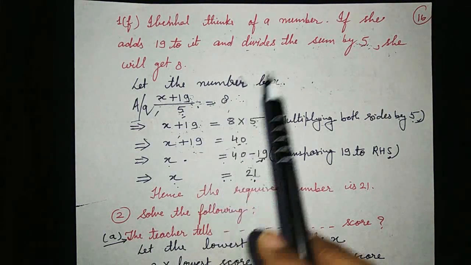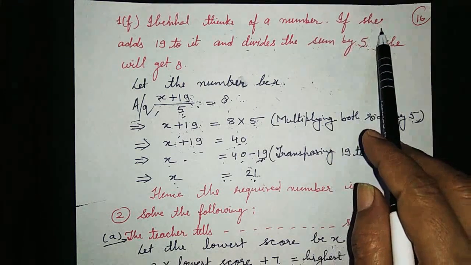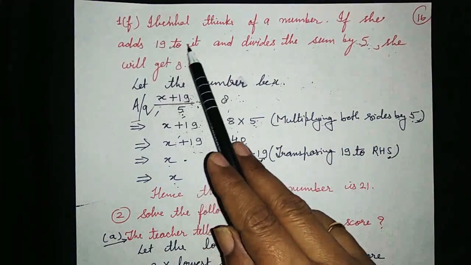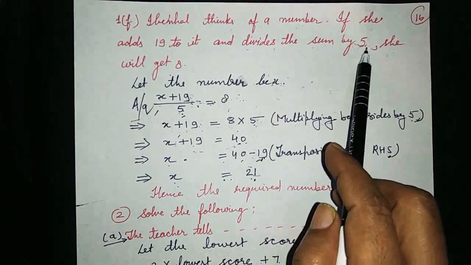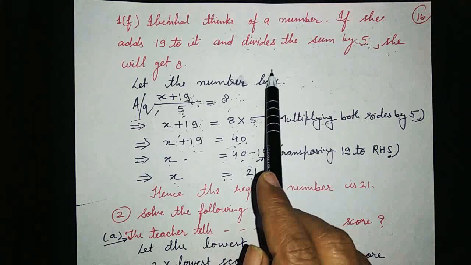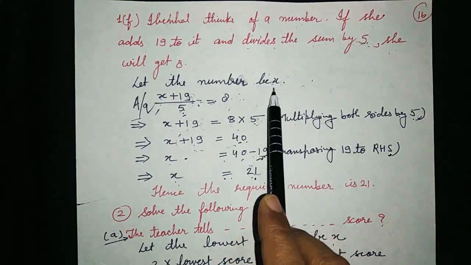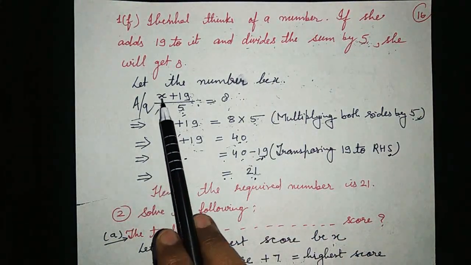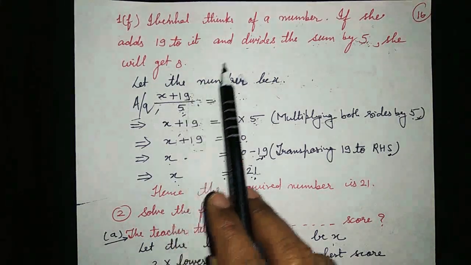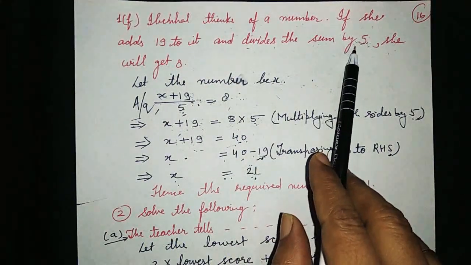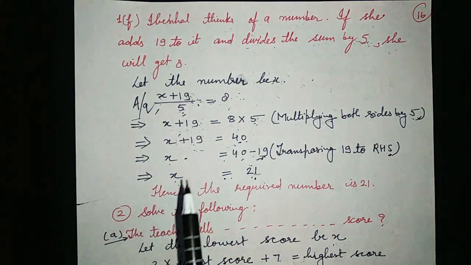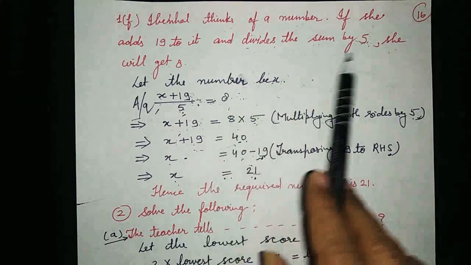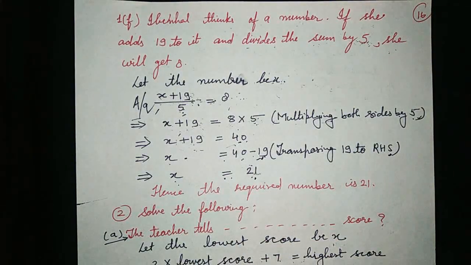Now see the question once again. If she adds 19 to it and divides the sum by 5. So here we will add 19 with this X. So here X plus 19 will come, and she divides the sum by 5. So (X plus 19) divided by 5 is equal to 8 because she will get 8. Now we will solve this equation.